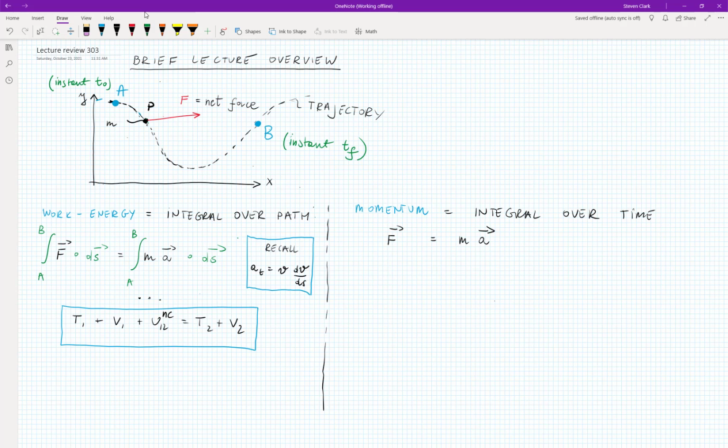When it comes to momentum methods, the situation is totally different. We don't care about how much distance the particle covers. We only care about how much time the motion lasts. So that's why we are going to take the integral over time. I will take our F equals ma, and I will multiply it by dt, and I will take an integral from time instant 1 to time instant 2, from time instant initial to time instant final.